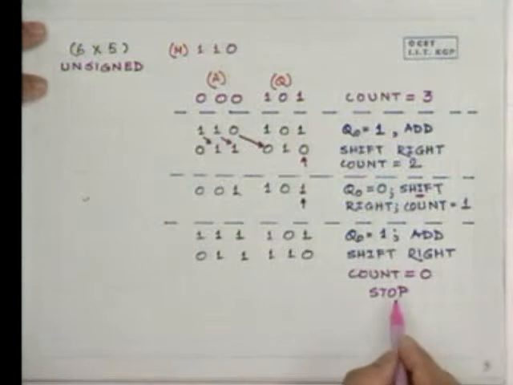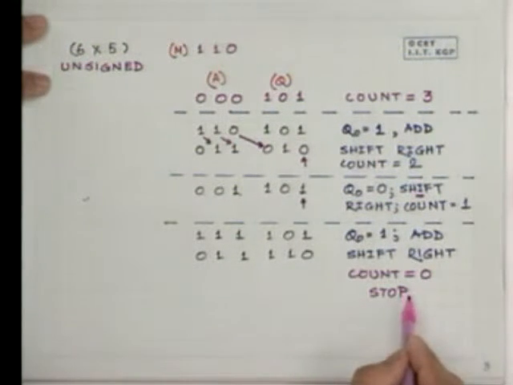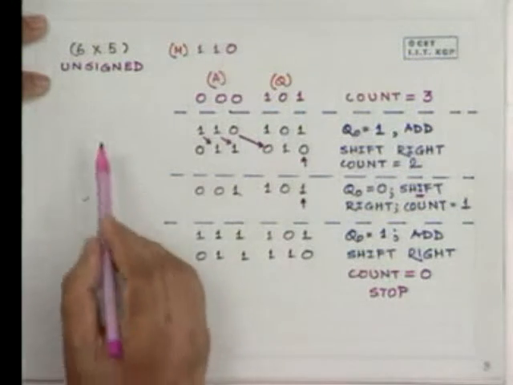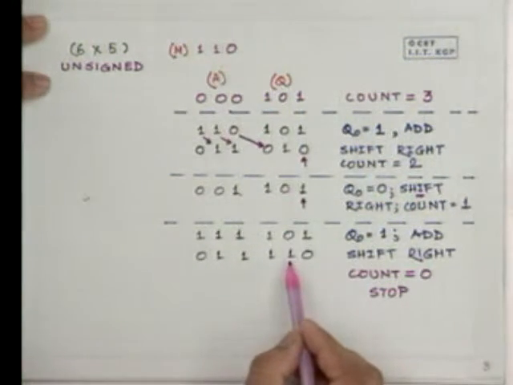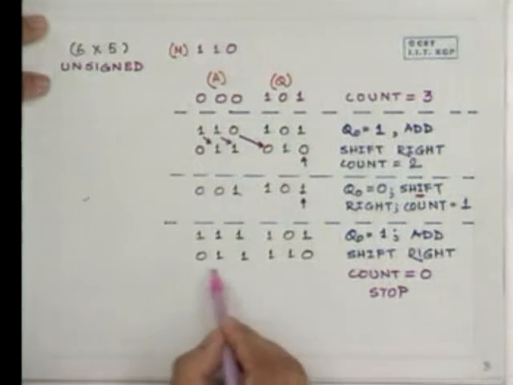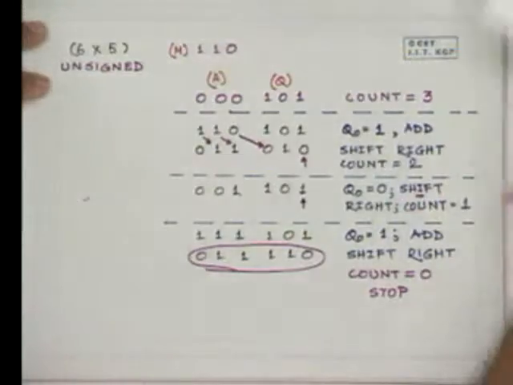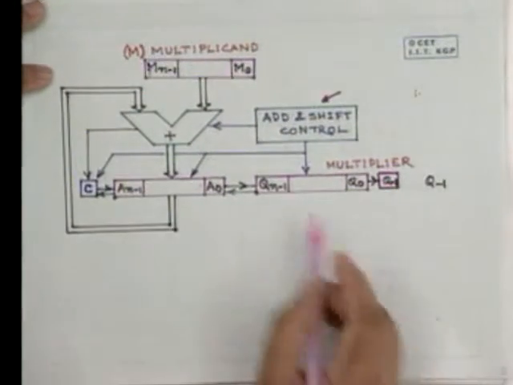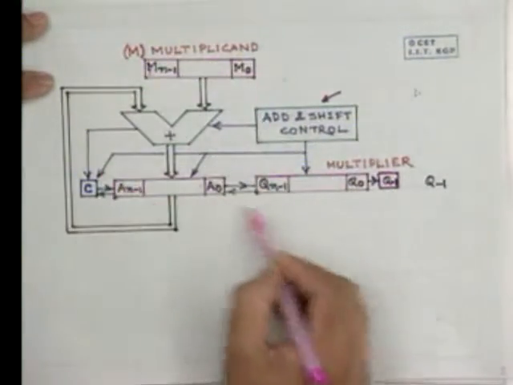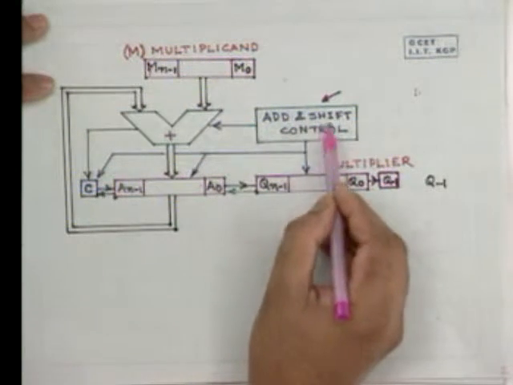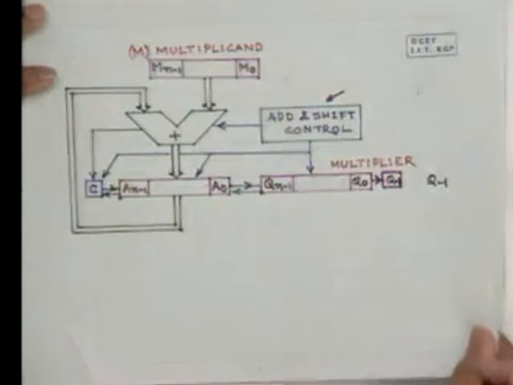Count turns out to be 0, and as soon as the count turns out to be 0, we stop. And this is the result. You can see that we have got 30 as the result. Okay, this is our result. And you see that simple operations can be done by means of this circuit, as has been explained. The add and shift control is done by this control circuitry.